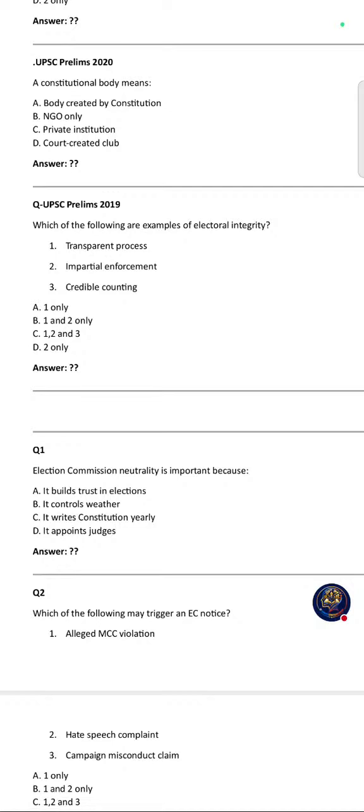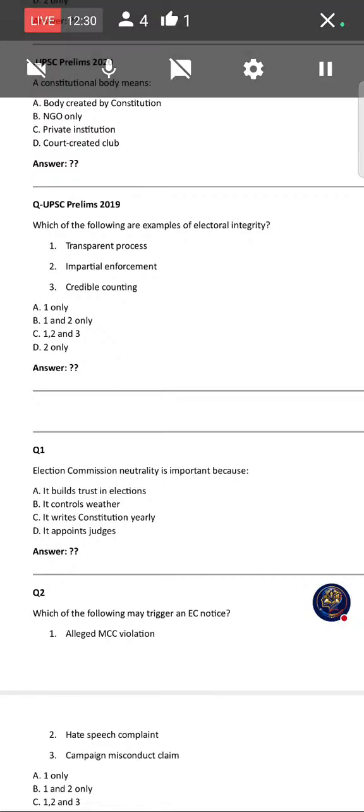Which of the following are examples of electoral integrity? Can anyone answer this one? Transparent process, impartial enforcement, credible counting. Yeah, C. 1, 2 and 3 all are correct.